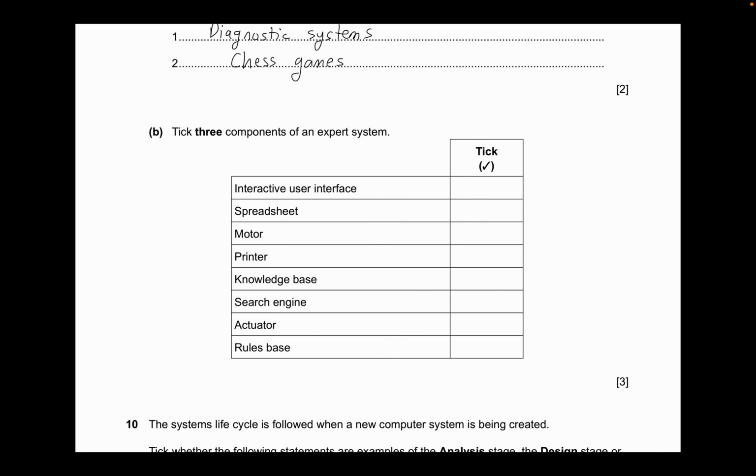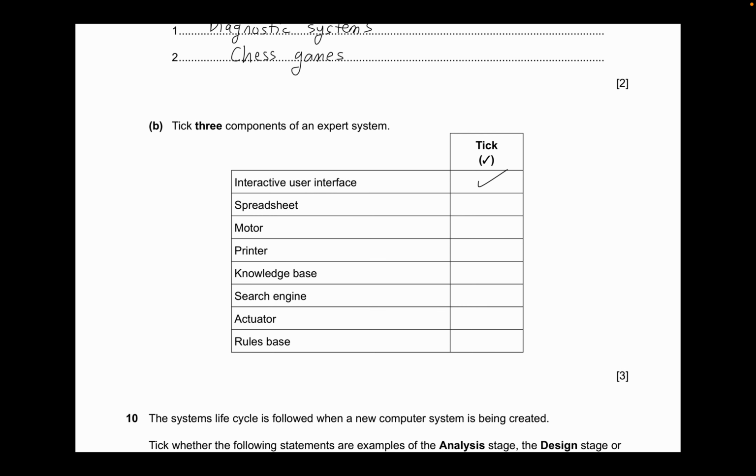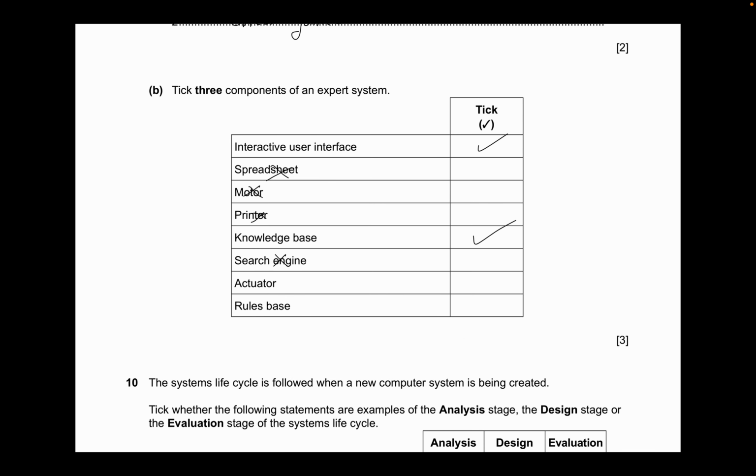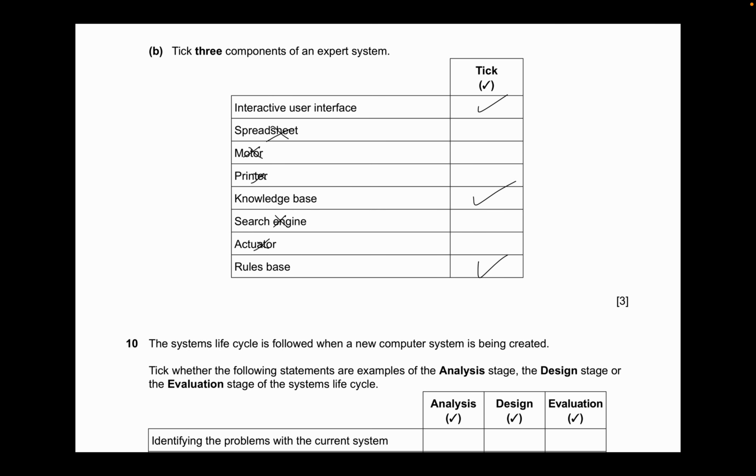Next question, take 3 components of an expert system. That would be an interactive user interface. We're not using a spreadsheet. We're not using a monitor. We're not using a printer for this one. We're using a knowledge base. Yes, we're using a knowledge base for an expert system. Search engine, nope. Actuator, that's something physical. Rules base, parameters, for sure. Okay, we're using an interactive user interface, knowledge base, and rules base, which are the 3 components of an expert system. All right, let's move on to the next question.